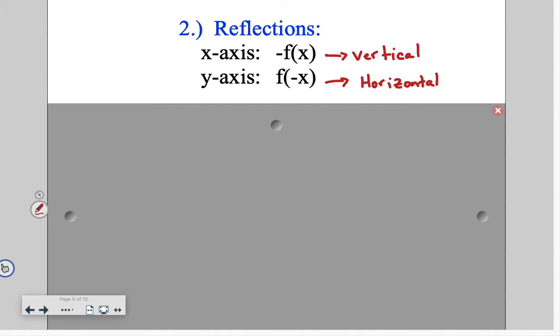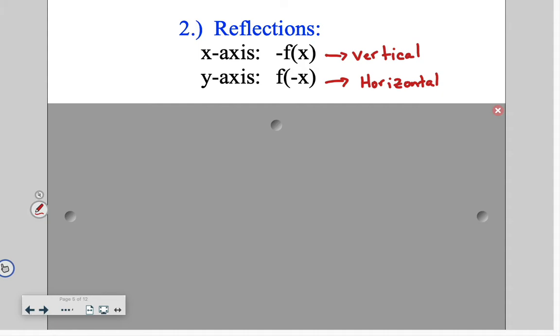If that negative is grouped with the x, on the inside of an absolute value or something, then you're reflecting it over the y-axis, which is a horizontal reflection. It's with the x, so you can think of it as a horizontal reflection. X-axis or y-axis, that's the difference. Any questions so far?